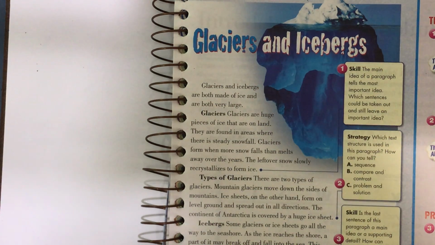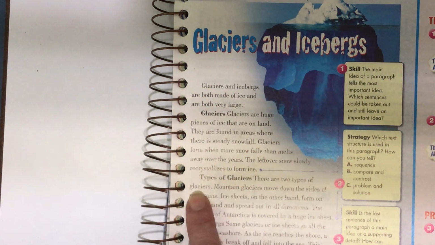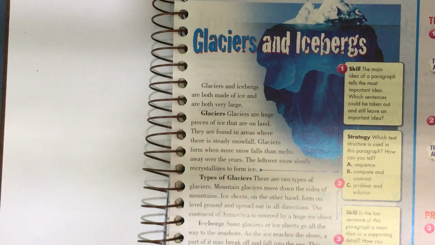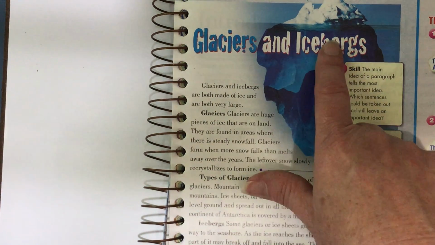All right, types of glaciers. So let's decide if we're going to be doing sequence, compare and contrast, or problem and solution. The first sentence says there are 2 types of glaciers. So I know right away that I'm comparing and contrasting. Just like this whole article is comparing and contrasting, because we are comparing and contrasting glaciers and icebergs.